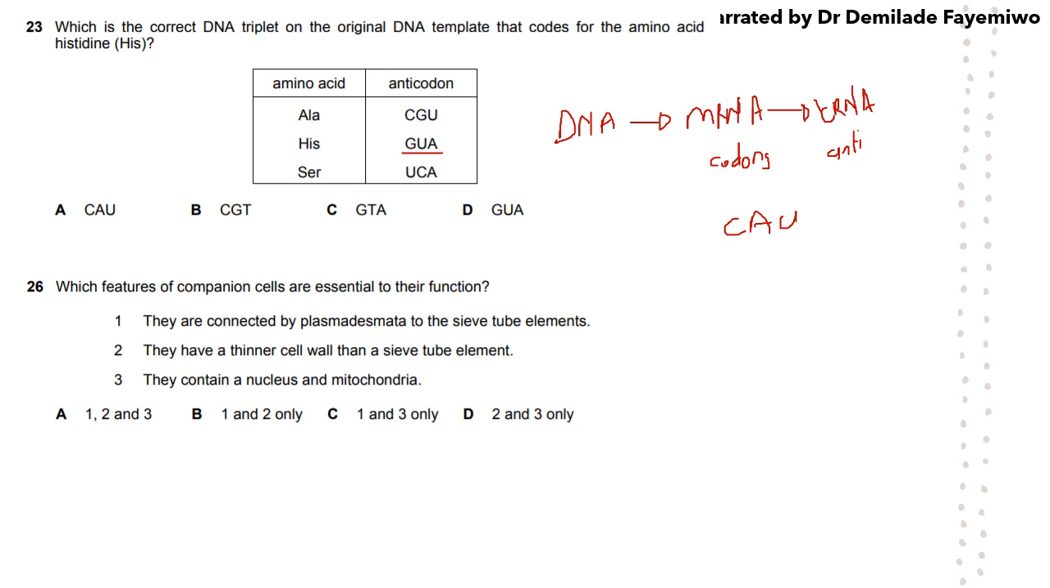Now, if this is CAU in the mRNA, then what is the DNA? That is what this question is asking us. What is the DNA? DNA, C would bind to G, A would bind to T, and U would bind to A. And so the answer here is C.